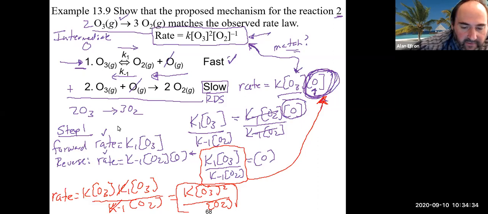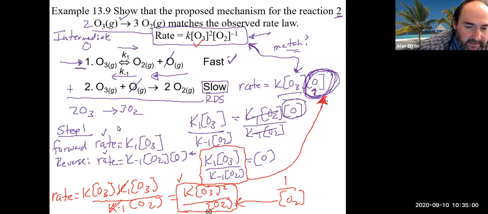So now we have a rate law that we can compare to the rate law that was found experimentally. What we want to determine is, do they match? And hopefully you know that they actually do match. That's the same thing. [O2] to the minus 1 is 1 over [O2]. That's how it gets to the bottom. So that's what the minus 1 represents there. So in this case, they actually do match.